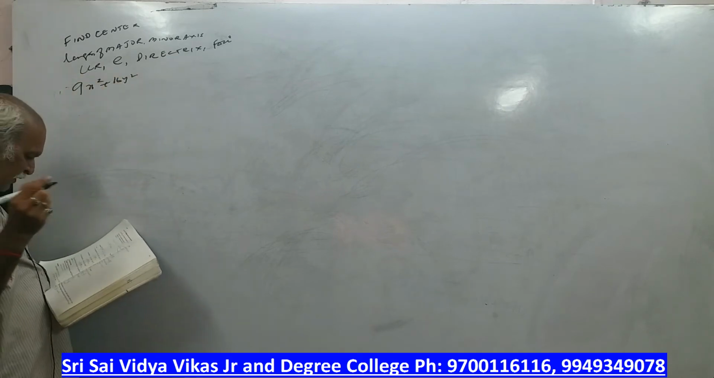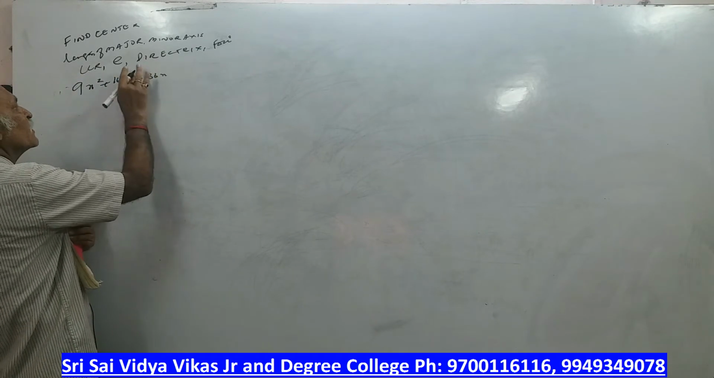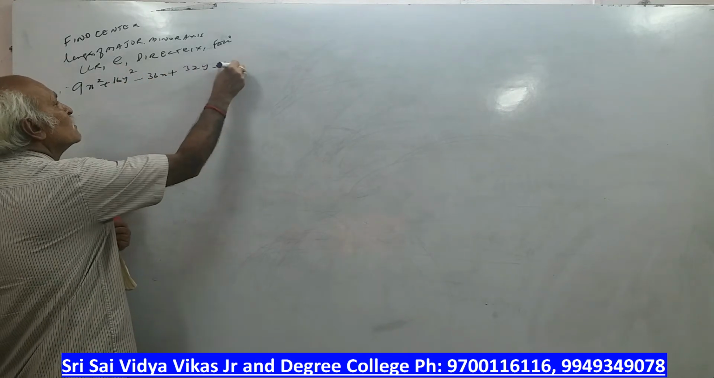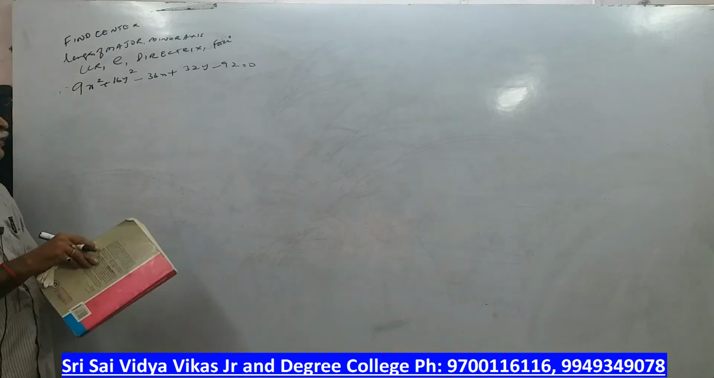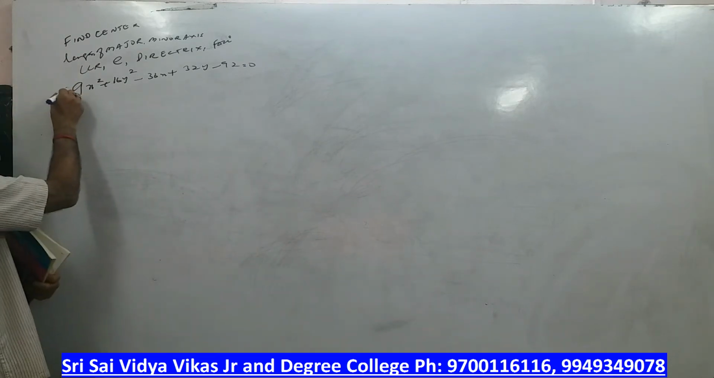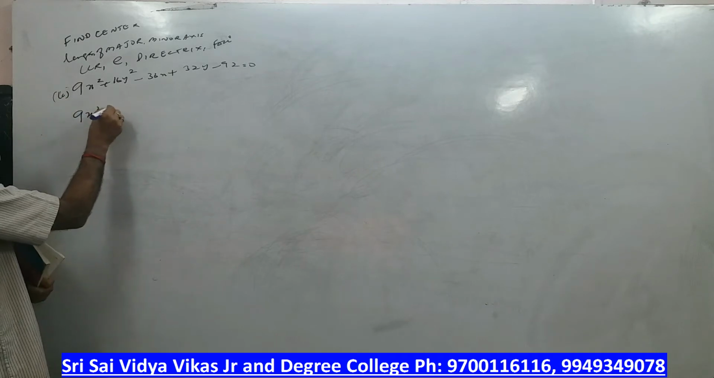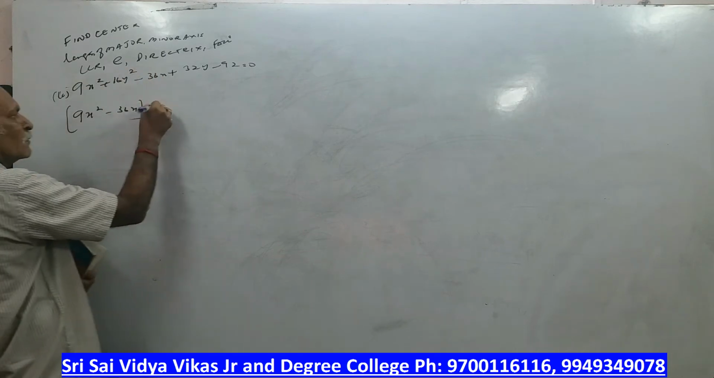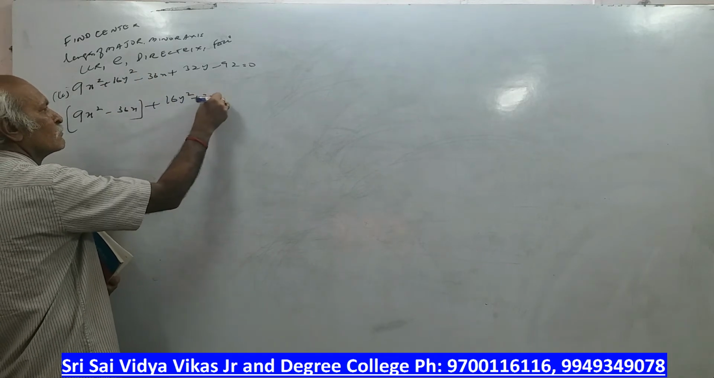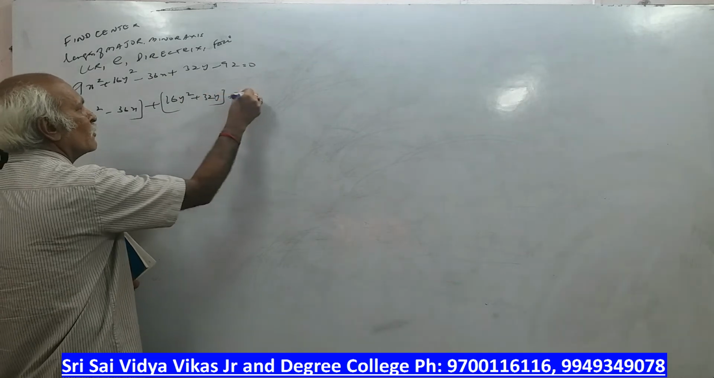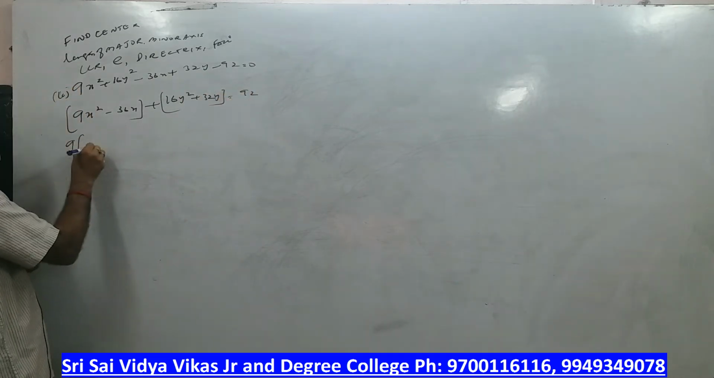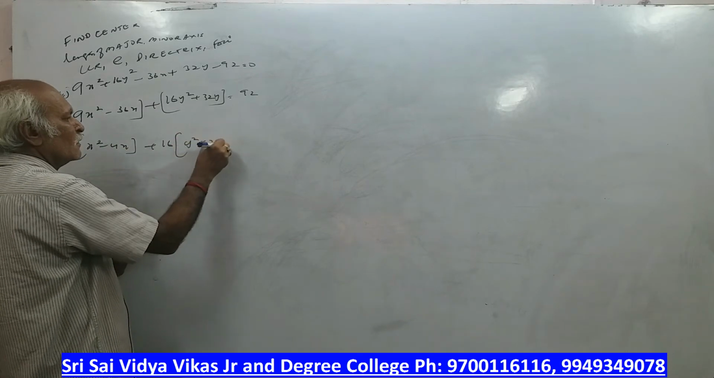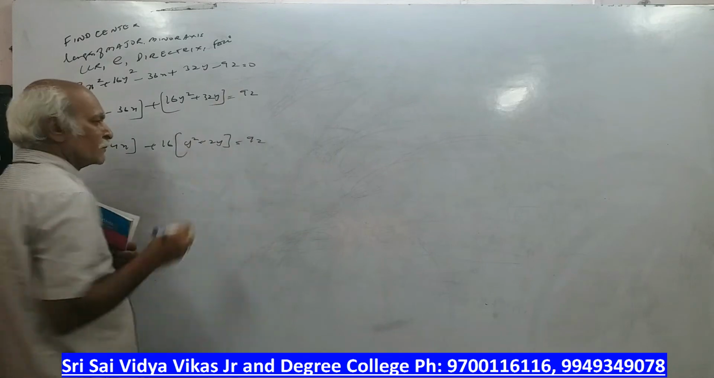Next, 9x square plus 16y square minus 36x plus 32y minus 92 is equal to 0. Look at this problem. This is very, very important. This is the second one, sir. I am grouping the x square and x terms together, and the y square and y terms together. The equation is 9 times (x square minus 4x) plus 16 times (y square plus 2y) is equal to 92. Take 9 common and 16 common.